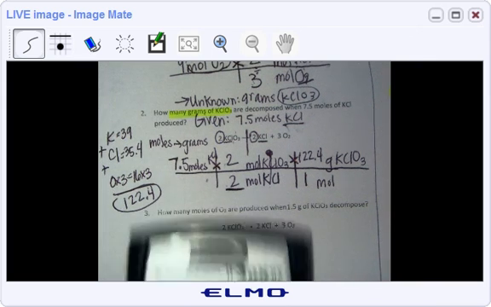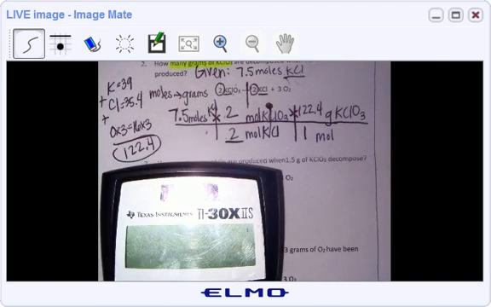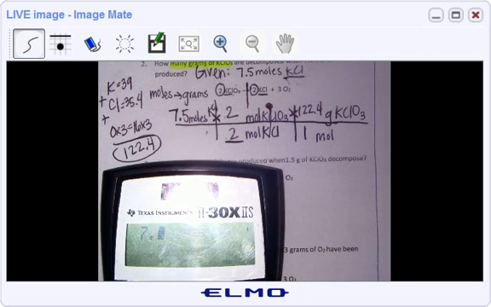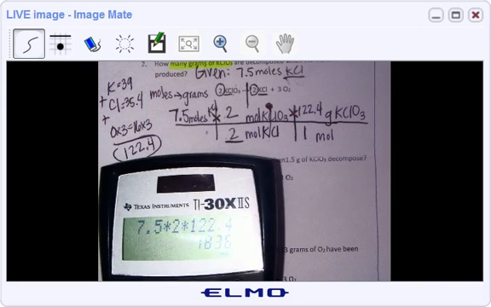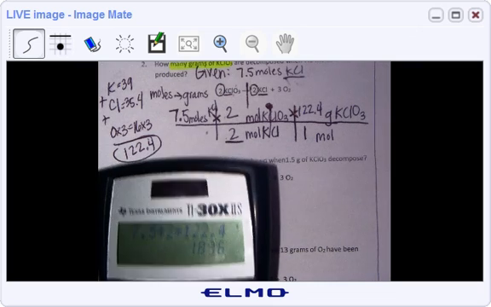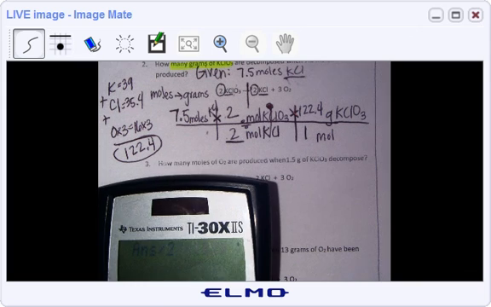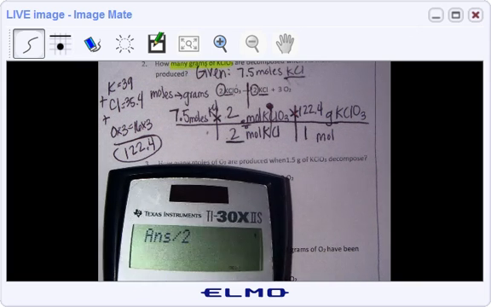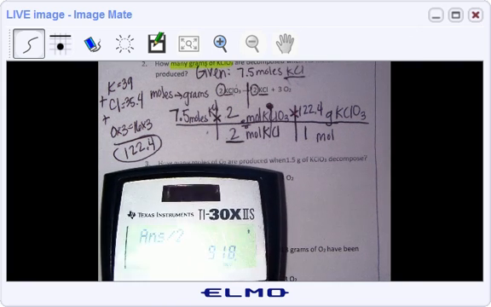I'm going to put my calculator up here. You can be in flow mode. So that's the number I got after I multiplied the top, 1,836, and then I need to divide by my bottom number. My final answer is 918.